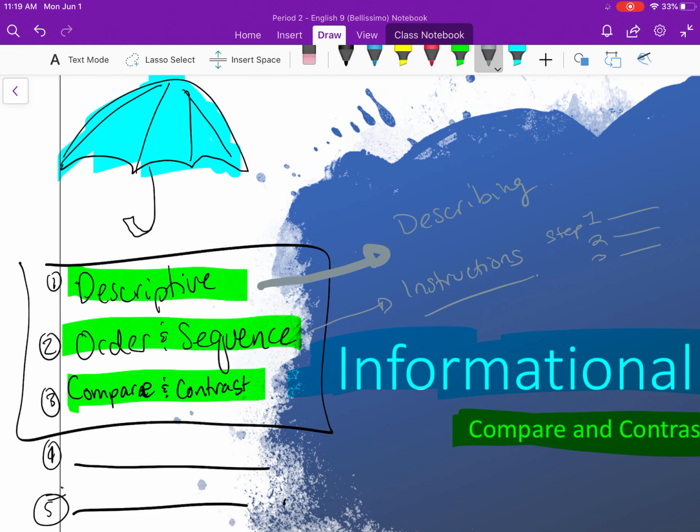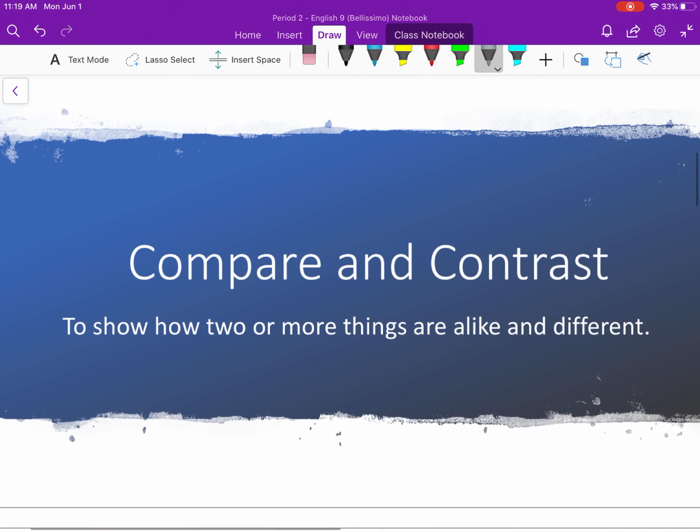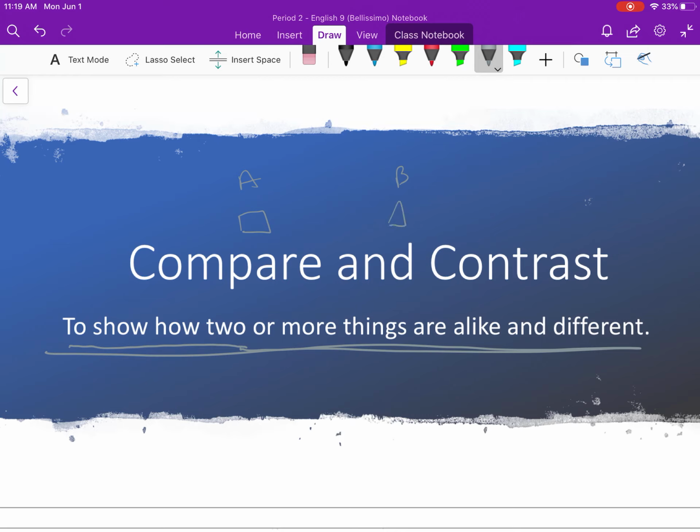Well, today we're going to be looking at this idea of comparing and contrasting things, and what that would look like. So let's take a quick peek. To compare and contrast is to show how two or more things are alike and different. So we'll have thing A and thing B. Maybe thing A looks like this and thing B looks like this. Well, how are these two things similar and how are they different?